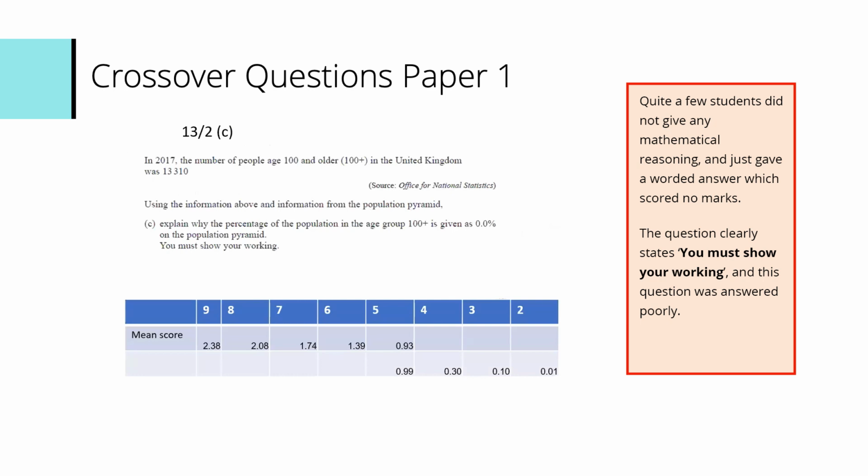Students in this question weren't giving a mathematical reason and just gave worded answers, which scored no marks. They had to give numerical reasons for that. Talking about the rounding there, they needed the comment to go with that.